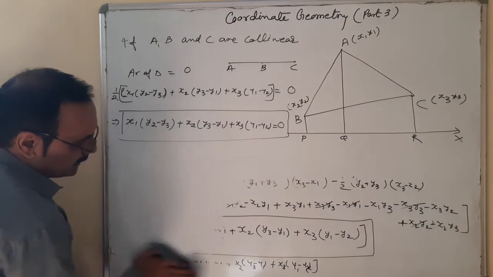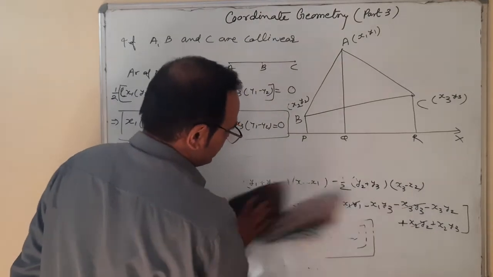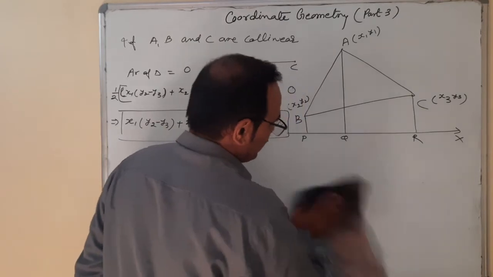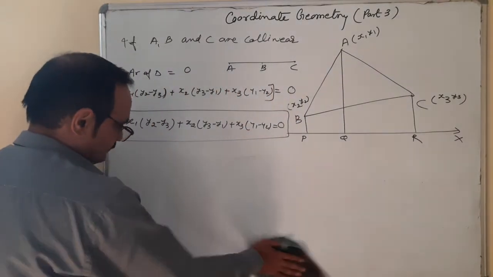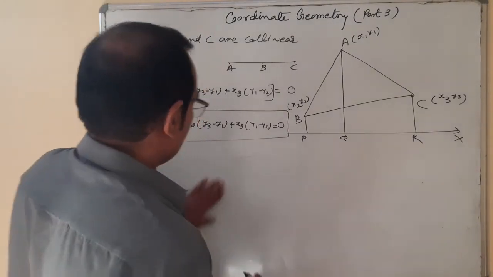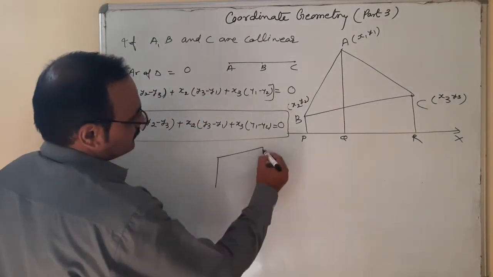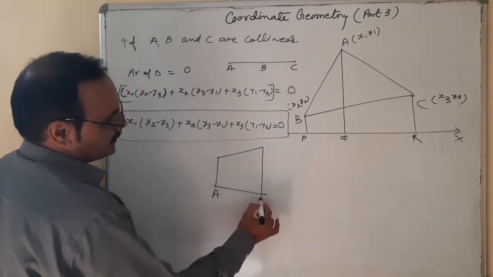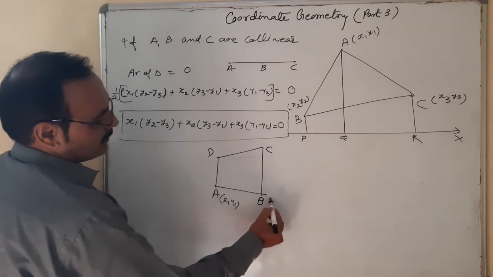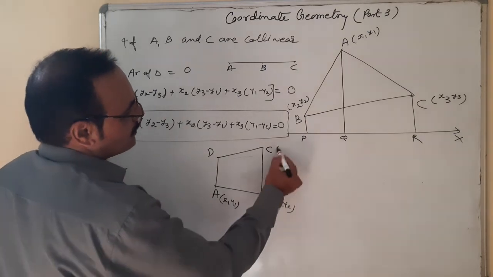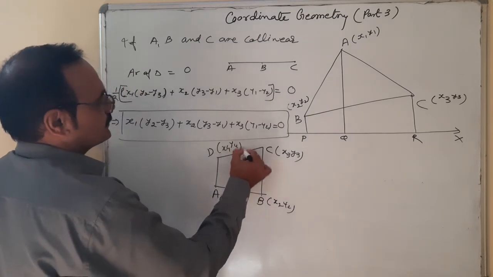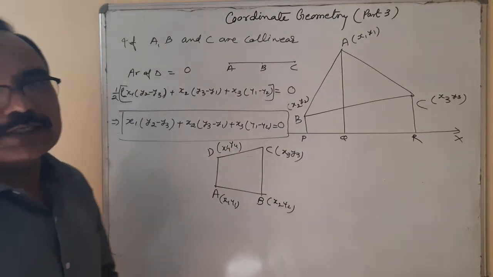Suppose you are going to find the area of a quadrilateral, when 4 vertices in the form of a quadrilateral are given. How to find the area of a quadrilateral? Suppose this is a quadrilateral A, B, C, D, and you are going to find the area of it. x1, y1, x2, y2, x3, y3, and it is x4, y4. And we are going to find the area of this quadrilateral.